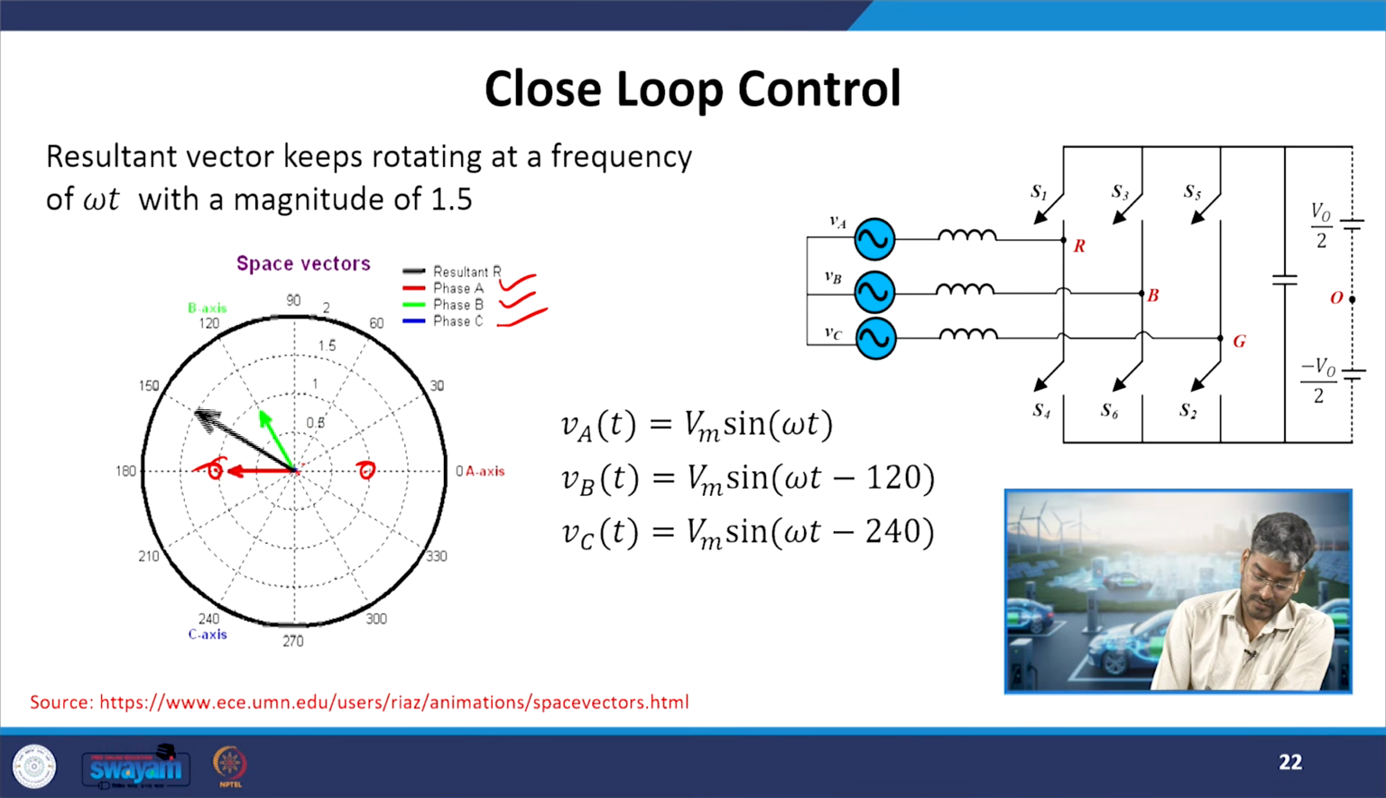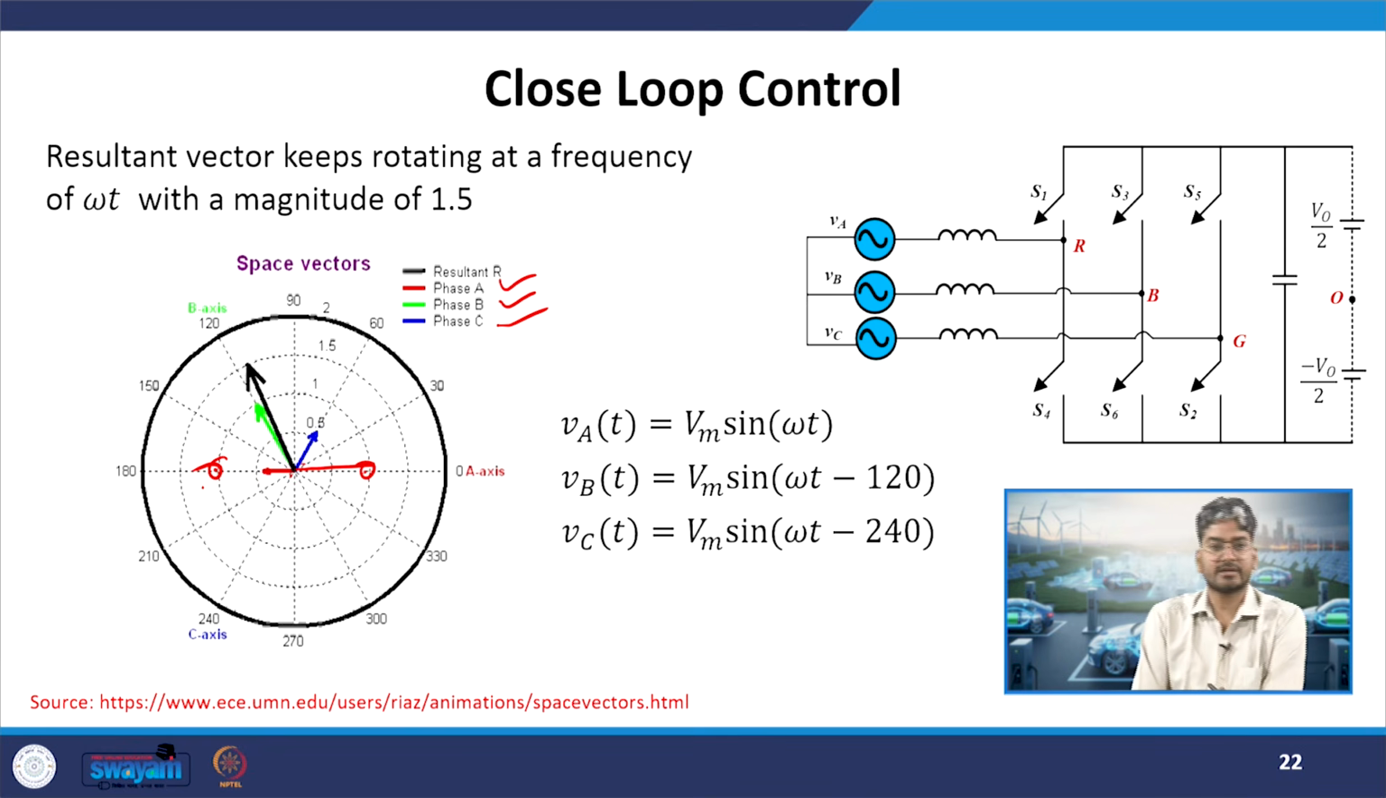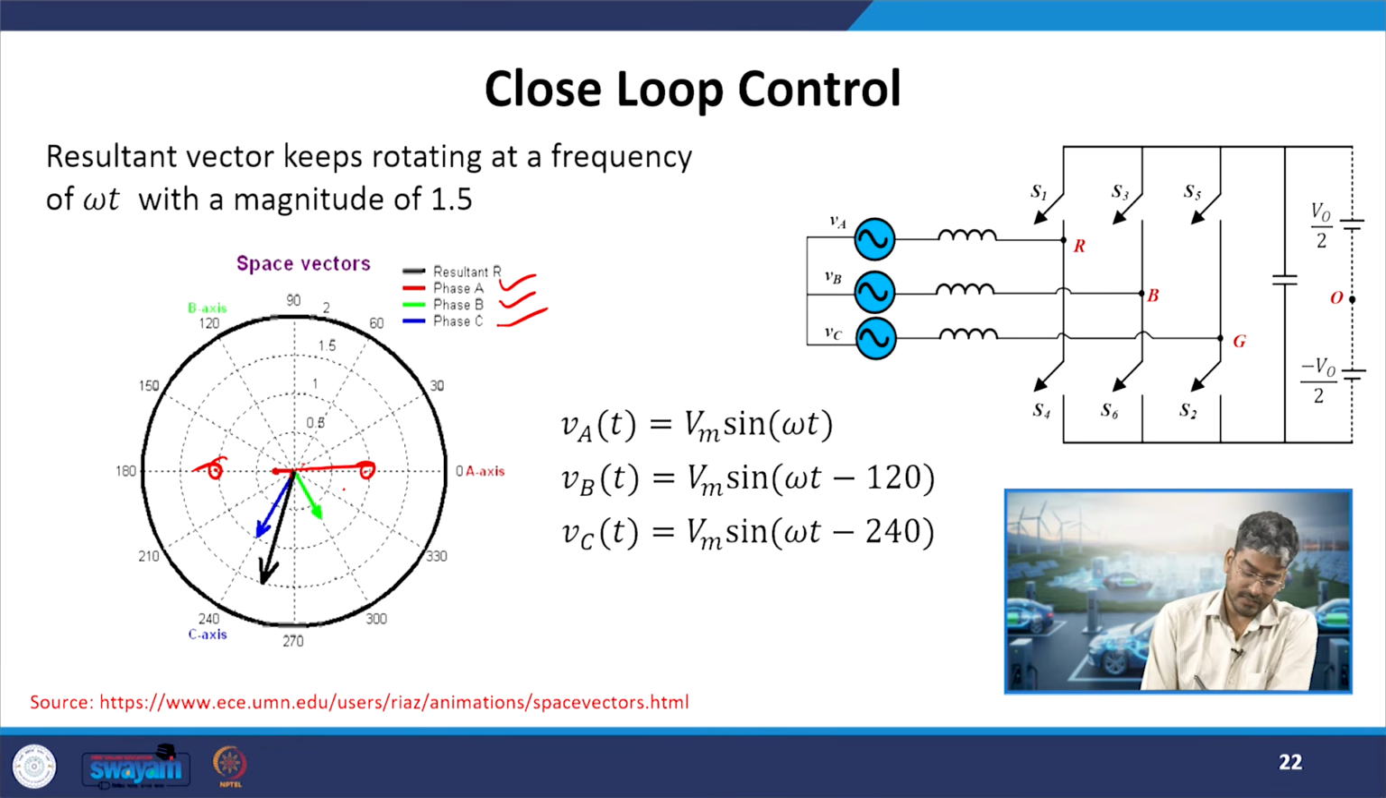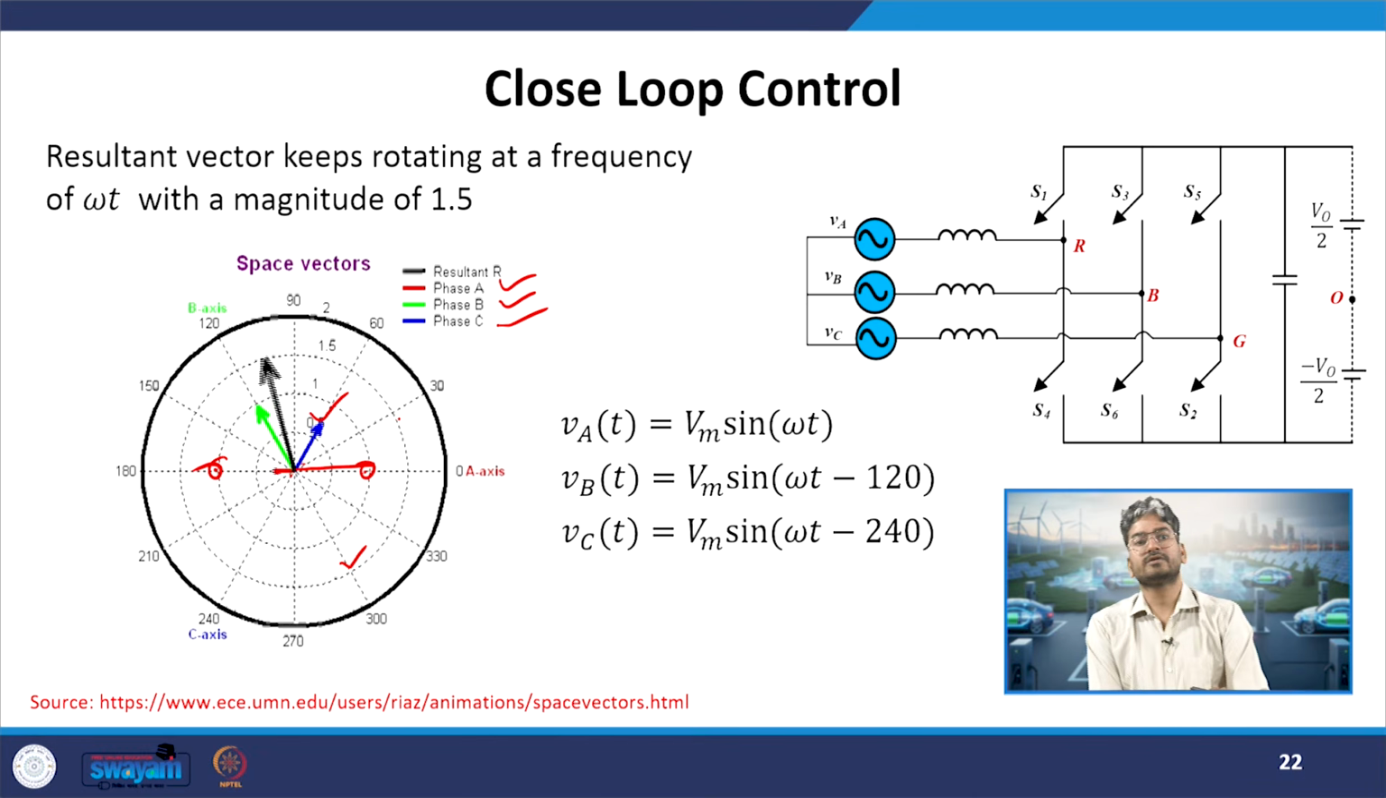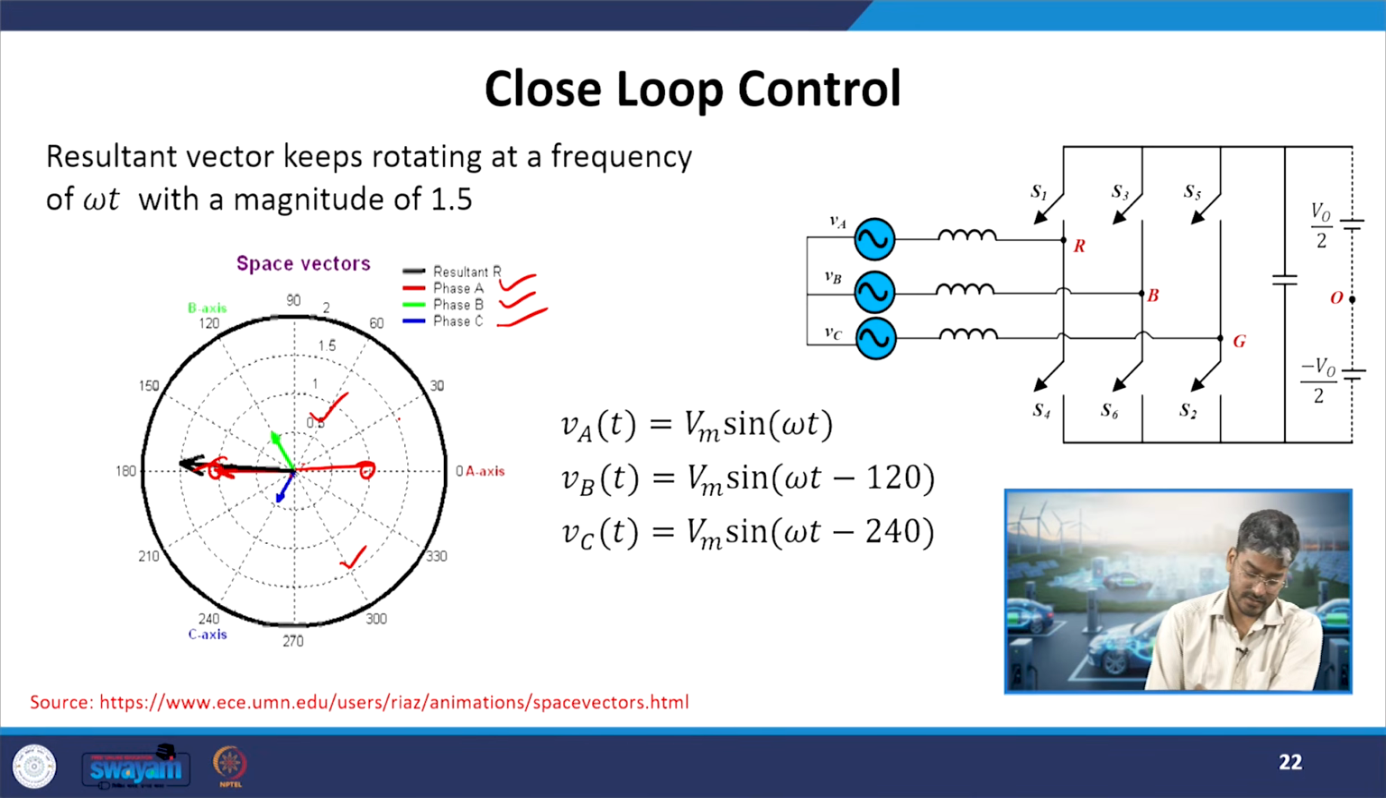So, let us start with the 0. At this point, if you see, it starts from 0, it becomes maximum, then again it retracts back to 0, then it changes its direction, it goes to the negative maximum, then it comes back. Similarly, if I keep on observing the B and C phases, I will see that they are having a simple harmonic motion across the respective axes.